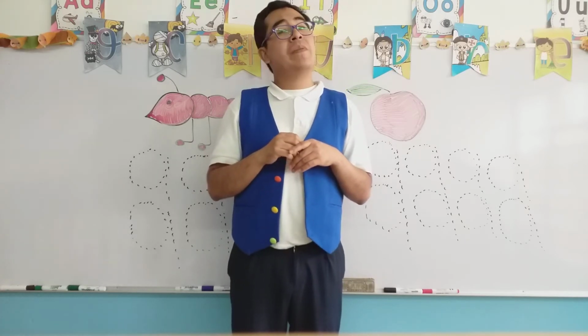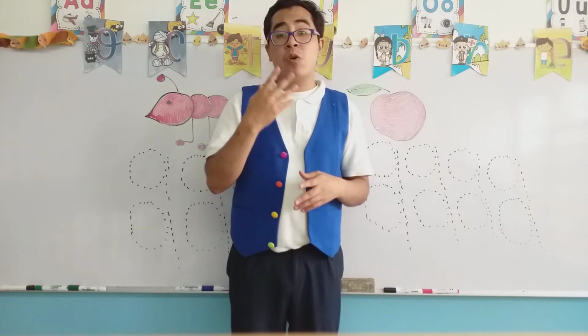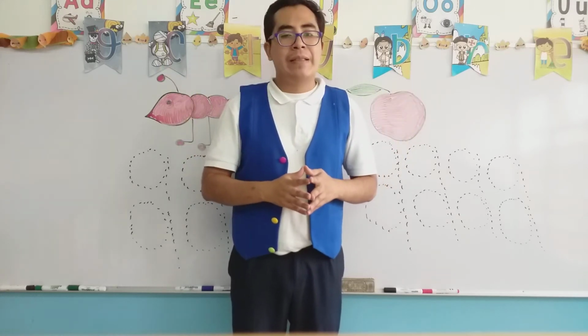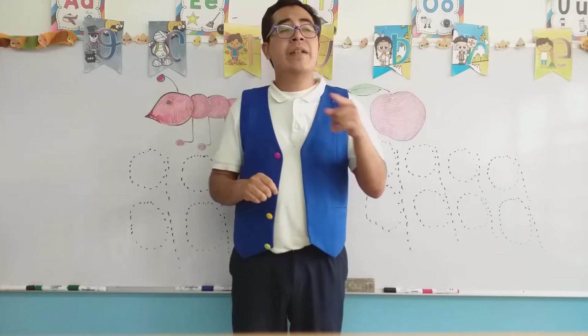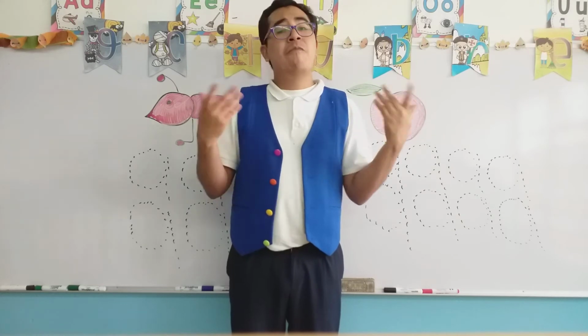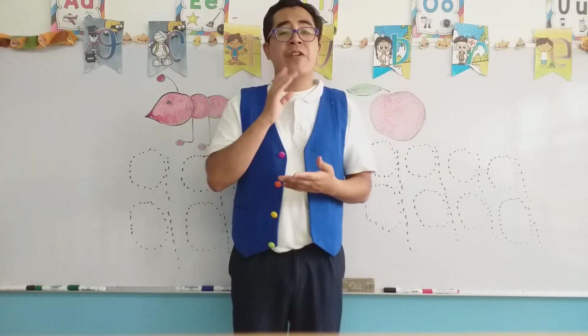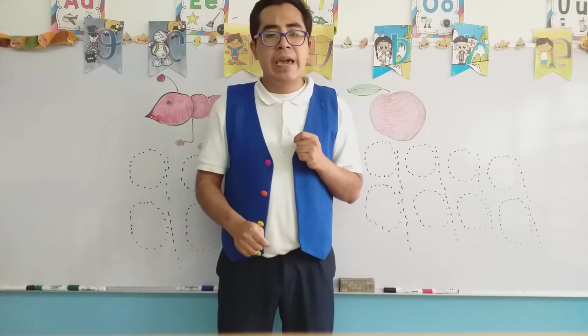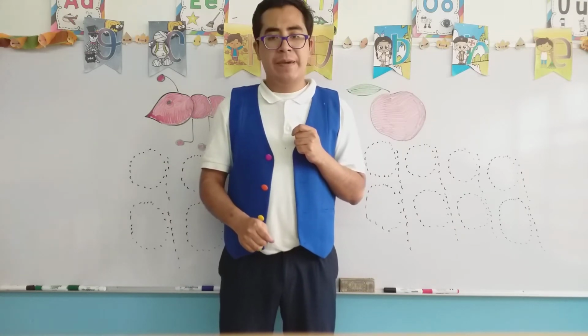Los objetos que vimos el día de hoy tienen algo en común. Ambos utilizan el color red. The ant and the apple. Okay? Very good. And of course, the important part here is that apple begins with the letter A, small a.